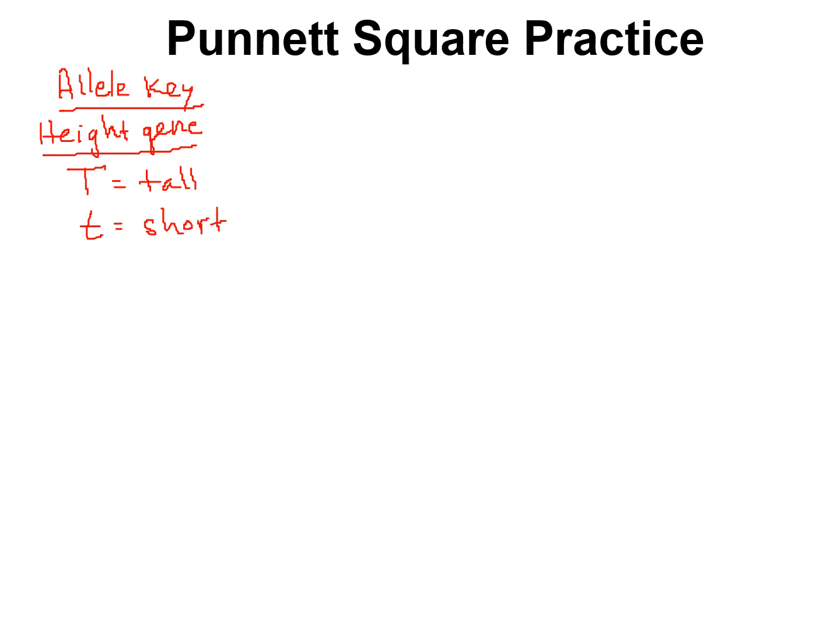Okay, so let's say that we're going to cross these 2 parents. Okay, so we've got a heterozygote and then a homozygous recessive. So with our phenotypes, this one would be tall and this one would be short. Okay, so now we're going to make our Punnett square.